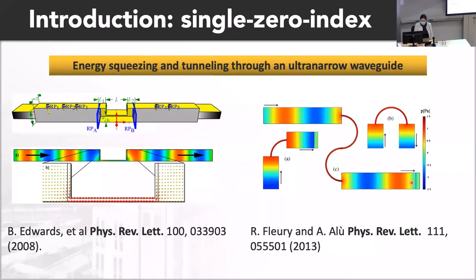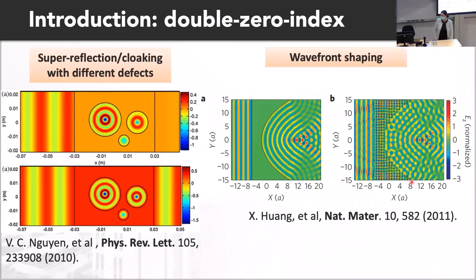And for double zero index material, again a long time ago, people found that if I put some double zero index material into this waveguide, and then put some kind of defect into this waveguide, depending on the size and also the material of these defects, you can tune the transmission. Sometimes the wave will be totally reflected, and sometimes the wave will be totally transmitted without disturbing its wavefront. This is called the cloaking effect. And also with double zero index material, you can tune the wavefront. So it's called wavefront shaping. These are some representative works in the early times about zero index material.